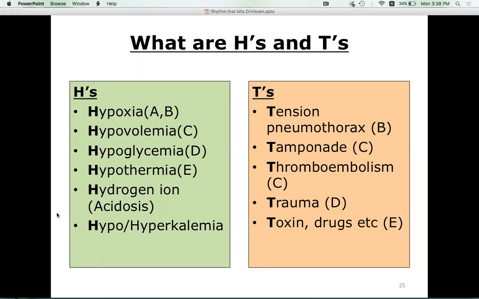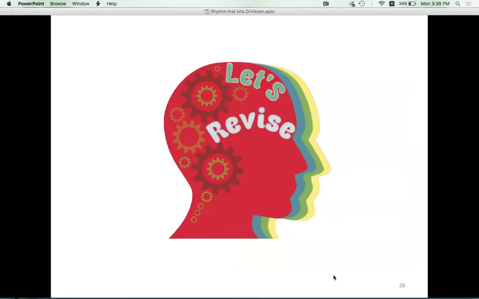And again, if you see carefully, in the brackets I have written A, B, C, D, E, which means even in your primary survey, you can very quickly rule out most of these H's and T's, right? So it is not a very difficult or time-consuming process to look for these H's and T's. You can very well do this primary survey in a matter of a few seconds only and quickly assess whether the patient has any of these correctable causes or not.